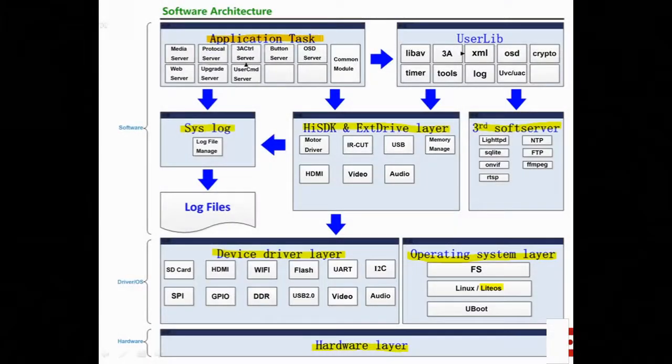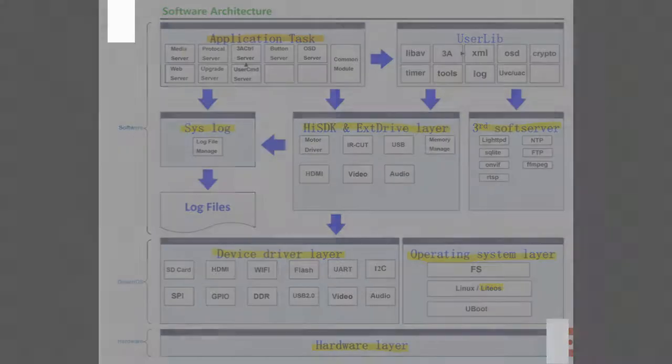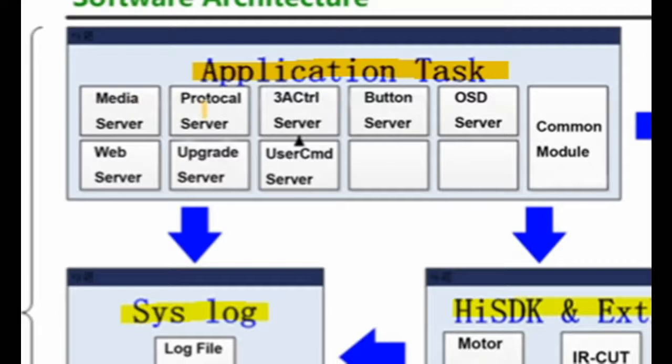Let's see the application tasker. Focus on domain logic control. It includes video application media server, processes application protocol server, 3A control server, 3A algorithm, and communication protocol analyzer. Some systems even touch on human-computer interaction button configuration, so we included button server and OSD server as well.